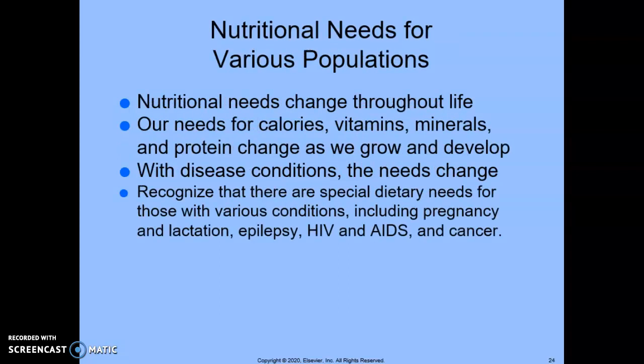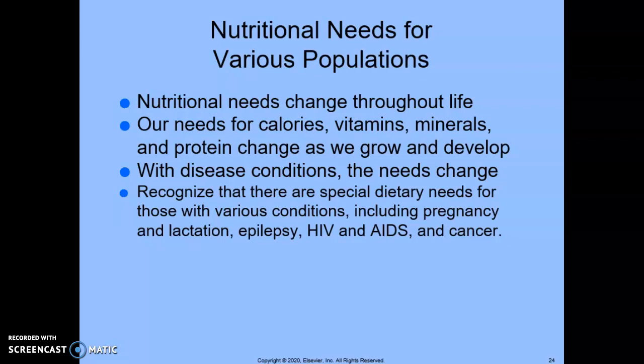So we know that nutritional needs vary for populations, so we want to make sure we address that. On page 811 of your textbook, it describes the nutritional needs by age groups. I want you to take a look at that, because it's good to have a general idea of these needs by age groups. They change throughout our life cycle. Our needs for calories and vitamins and minerals and protein change as we grow and develop. And it also changes depending on if we have any diseases or conditions.